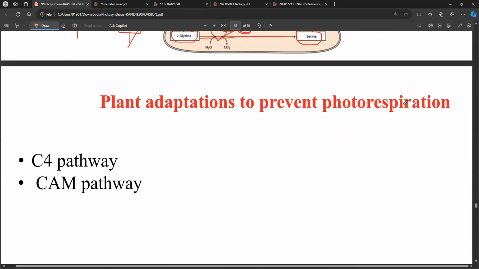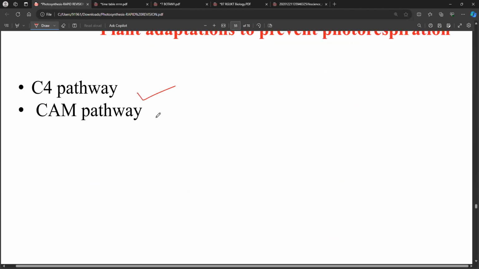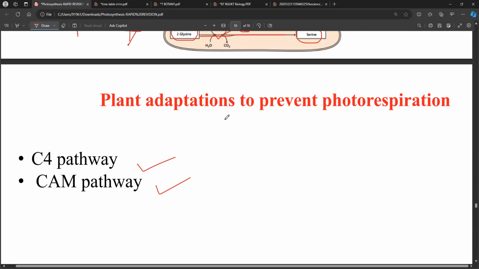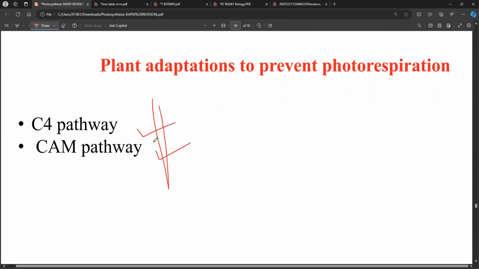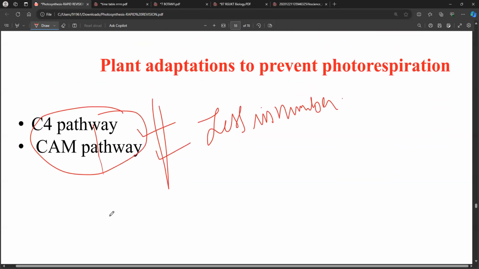But the entire planet Earth is not only occupied by the C3 plants, we have the C4 also, we have the CAM also. Is it? But C3 are the dominating plants. But what is the speciality of C4 and CAM? These two kinds of plants are very few in number when compared to the C3 pathway, because 97% of all plants are C3 only. These are all less in number. Now, what's the point? Even though they are less in number, they have a lot of adaptations.